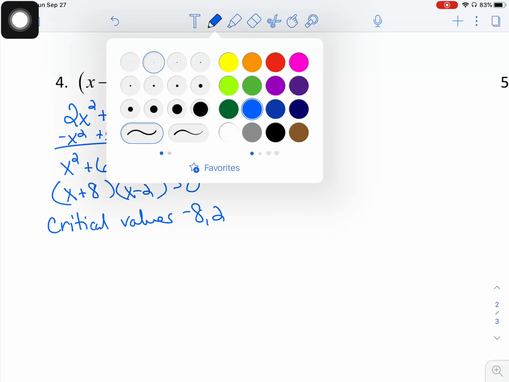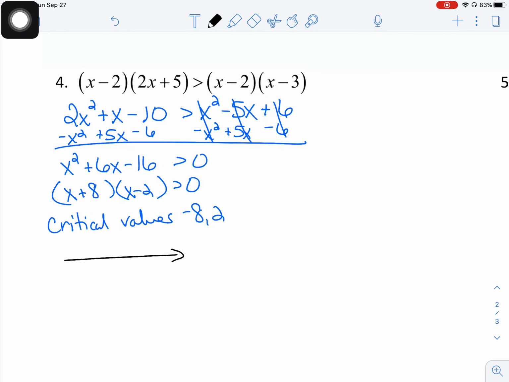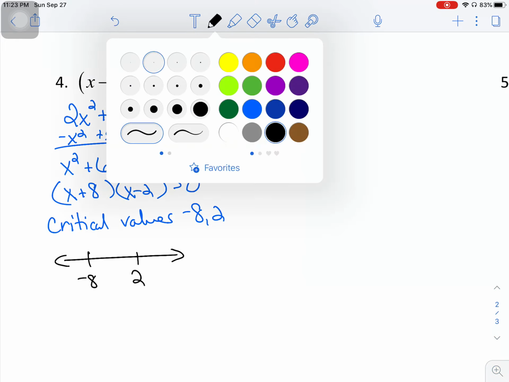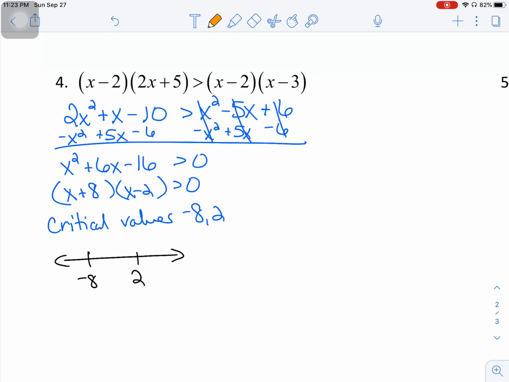All right, so number line, I am going to label my two critical values, negative 8, positive 2. Okay, and now I want to pick test values. So any number less than negative 8, I'm going to pick negative 10. I always like being able to pick 0 if possible. And any number greater than 2, I don't know, I'll pick 4, okay? So what I'm going to do is I'm testing this again. Go to the original problem, okay?